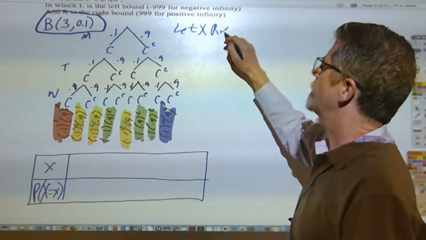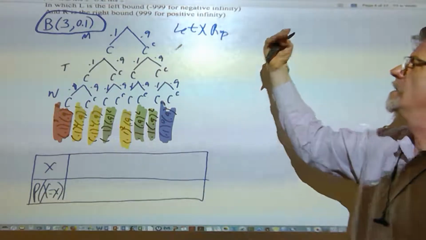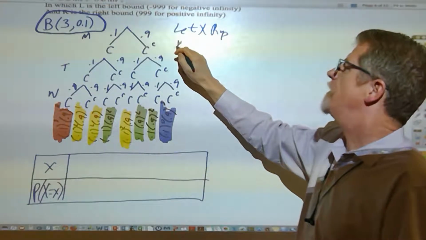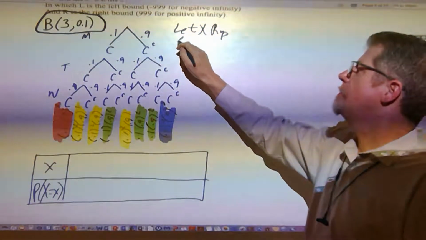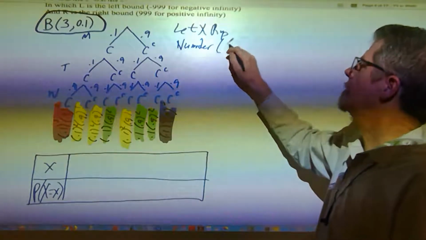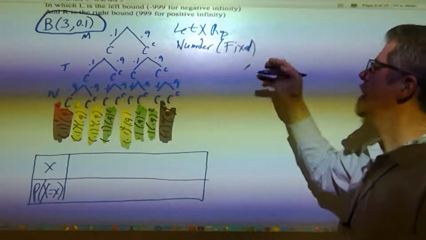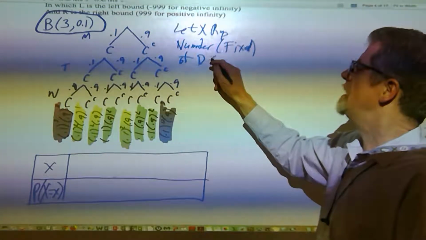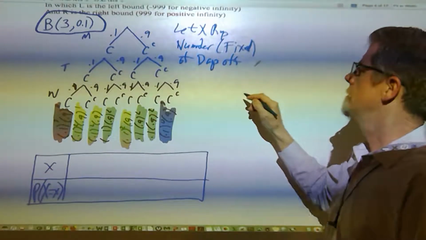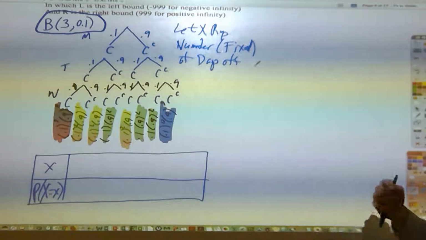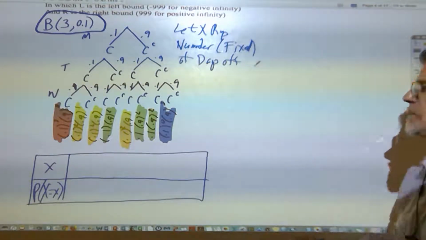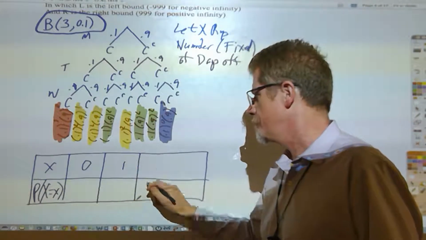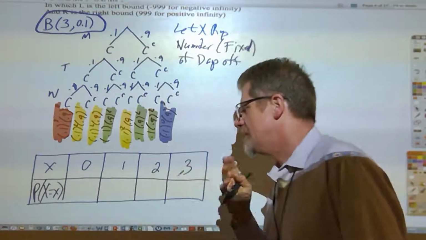Let capital X represent not the first day that we have no school, but the number of days off. The fixed number is implied, so I'm going to write fixed in parentheses. We don't write it, but it's implied. X represents the number of days off school. That number of days off will be either 0 or 1 or 2 or 3.